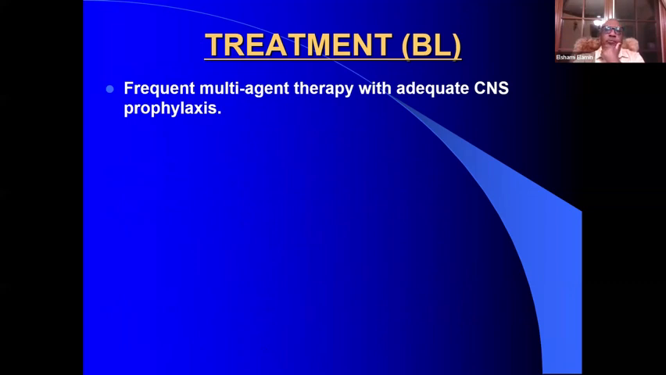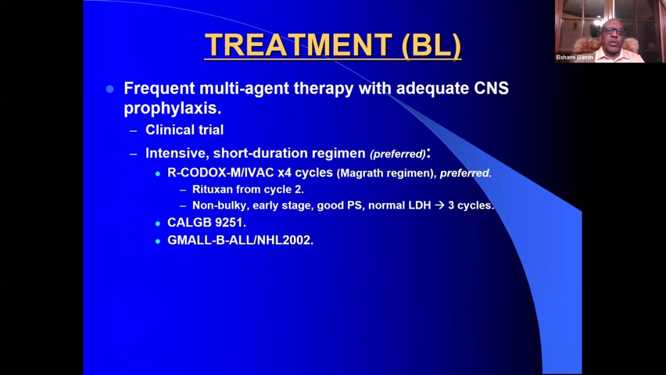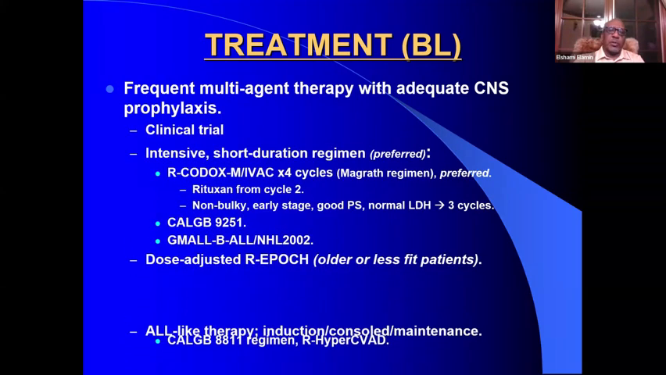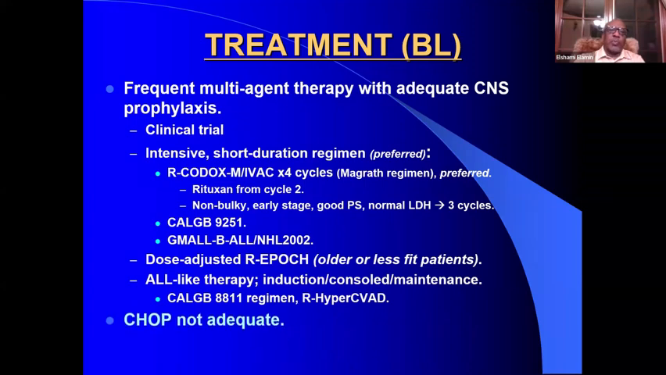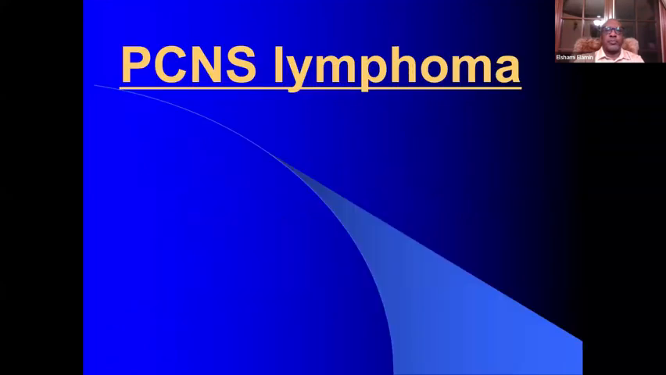Treatment for Burkitt lymphoma: frequent multi-agent therapy with adequate CNS prophylaxis, clinical trial, and this other regimen, a very intense regimen. CHOP is not adequate for Burkitt lymphoma.